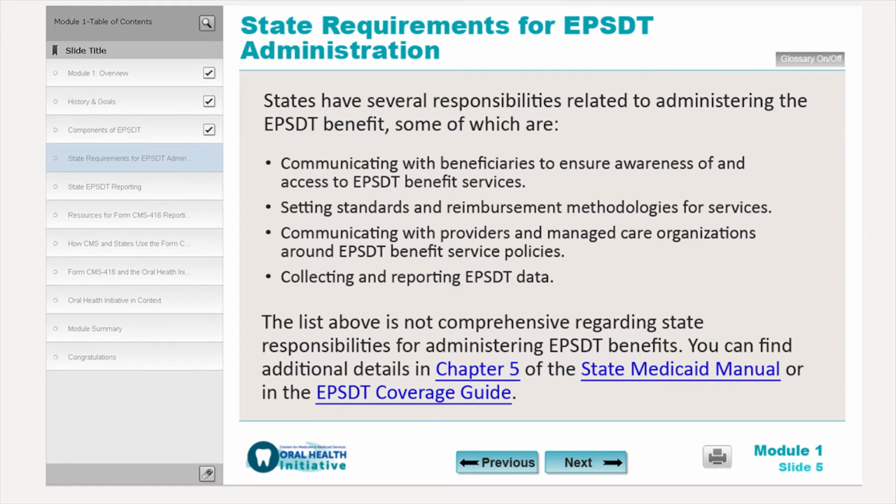This list is not comprehensive regarding state responsibilities for administering EPSDT benefits. You can find additional details in Chapter 5 of the State Medicaid Manual, available on cms.gov. More information is also available in the EPSDT Coverage Guide, available on medicaid.gov.